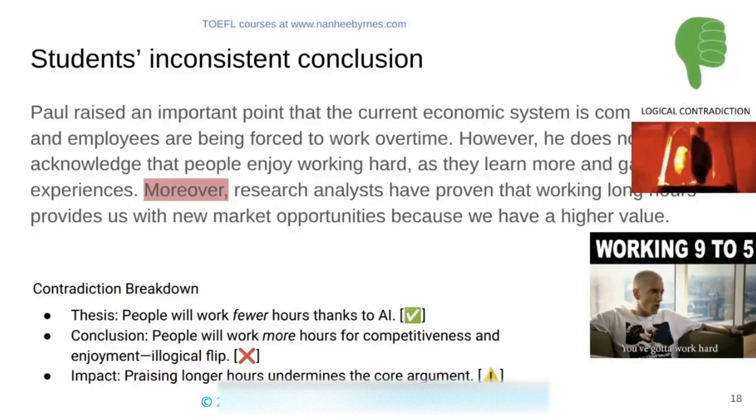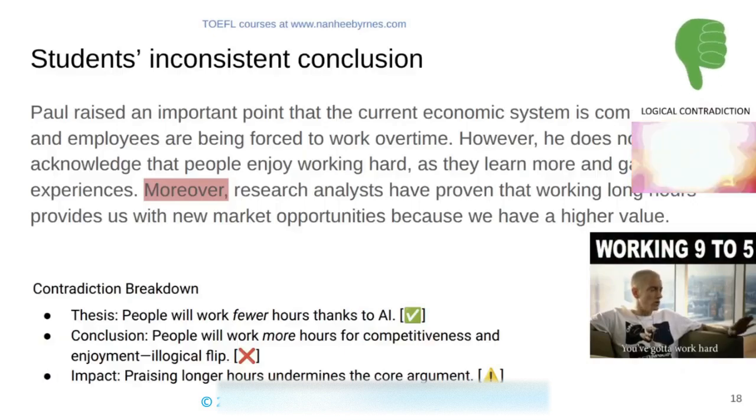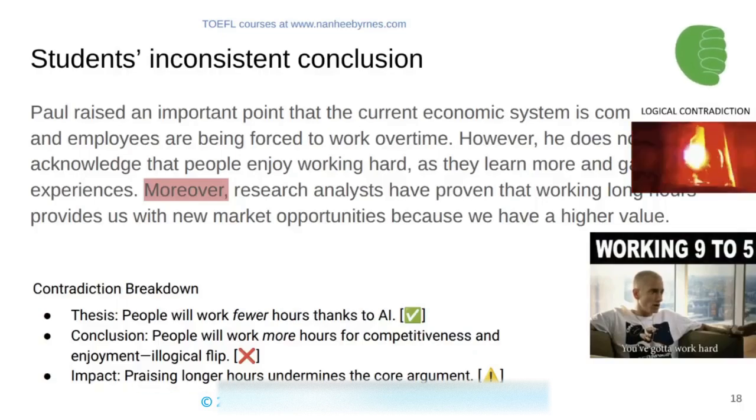First, the essay acknowledges that competitiveness forces people to work more hours. Then, instead of challenging this claim, the student argues that working longer hours is actually beneficial because it leads to experience and higher value. This directly contradicts the essay's main thesis that people will work fewer hours in the future. Ending an essay by praising longer working hours completely undermines the central claim. Inconsistency and contradiction are among the fastest ways to lower a TOEFL writing score.